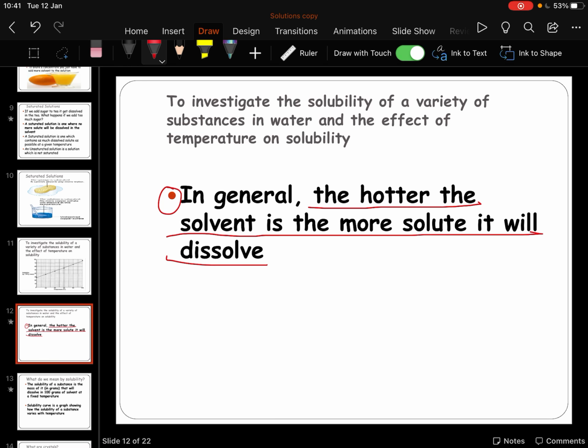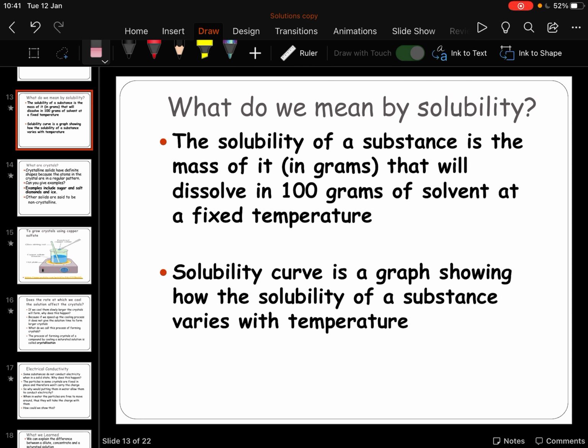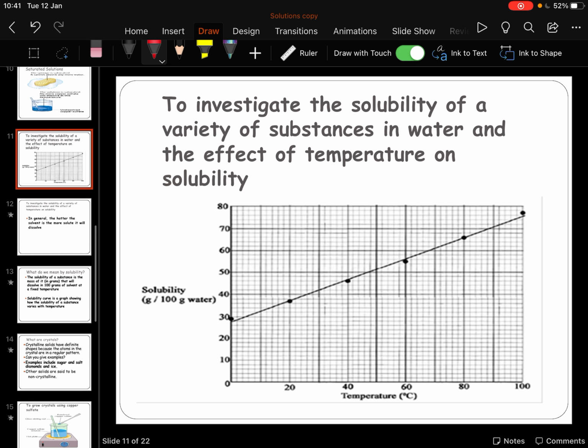Okay, hotter. So think about why that would be. What's happening there? What could possibly be happening there? All right. So what do we mean by solubility? All right, so this is all still under this heading.